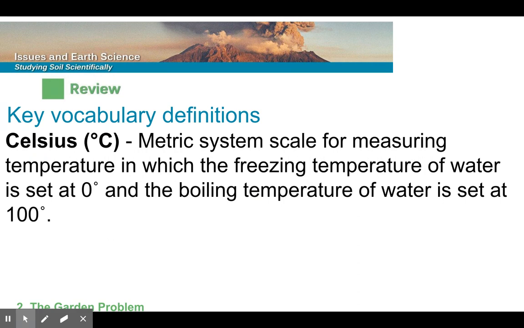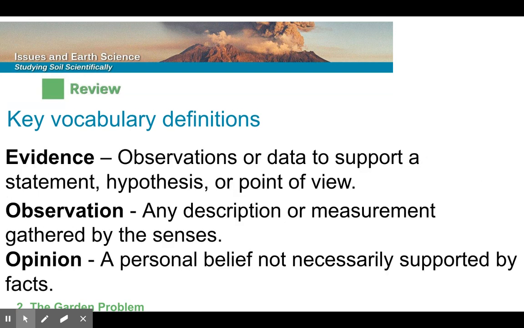All right, definitions again: metric system, scale for measuring temperature in which the freezing temperature of water is set at 0 and the boiling temperature of water is set as 100. That is known as Celsius. Evidence is observations or data to support a statement, hypothesis, or point of view. An observation is any description or measurement gathered by the senses. An opinion is a personal belief, not necessarily supported by the facts.